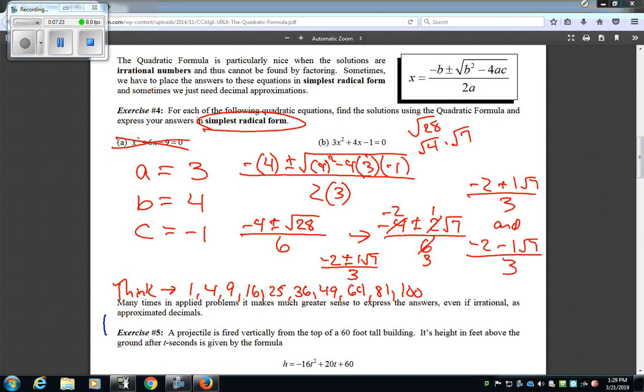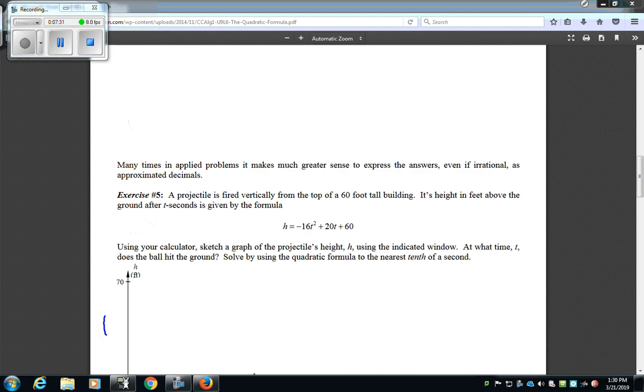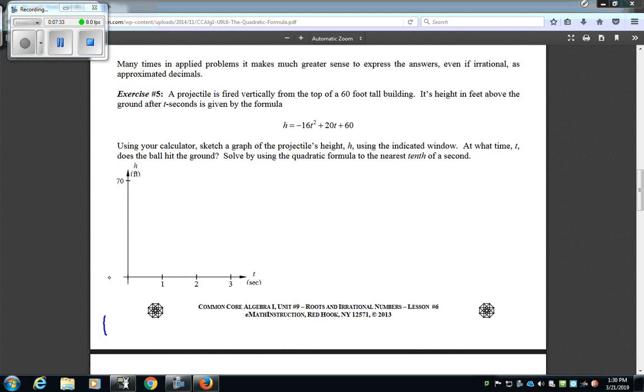Now, the last one we're going to look at is exercise 5. And they want us to find, in this graph, they want us to find when the ball hits the ground. So it says, using your calculator, sketch a graph of the projectile using the window. At what time does the ball hit the ground? And then it says use the quadratic formula to the nearest tenth of a second.